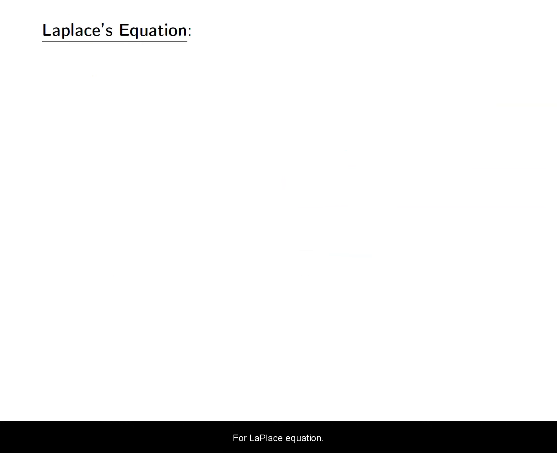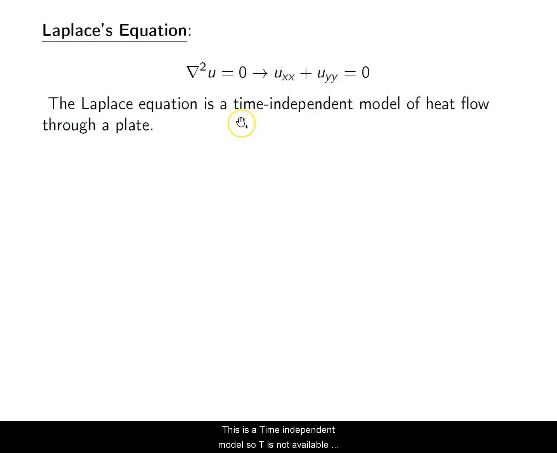For Laplace's equation, we have the Laplacian of our u function equaling 0. So this is the second derivative of u with respect to x plus the second derivative of u with respect to y equaling 0, right? If we're in 3 dimensions, we would have the second derivative of u with respect to z added onto this as well. This is a time-independent model, so t is not a variable here. It only has to do with x and y.